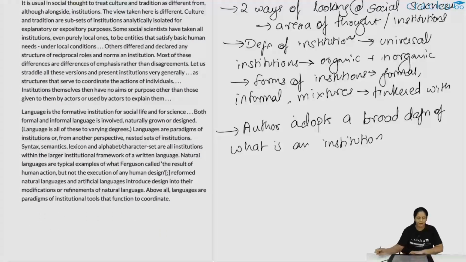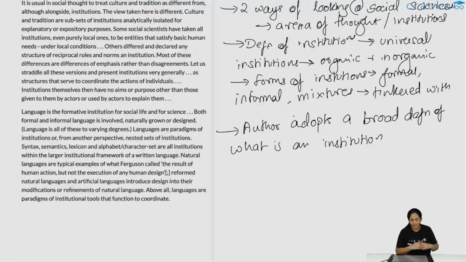So let us take a look at the last paragraph. Language is the formative institution for social life and for science. Both formal and informal language is involved, naturally grown or designed. Language is all of these to varying degrees. Languages are paradigms of institutions or, from another perspective, nested sets of institutions. Syntax, semantics, lexicon and alphabet character sets are all institutions within the larger institutional framework of a written language. Natural languages are typical examples of what Ferguson called the result of human action but not the execution of any human design. Reformed natural languages and artificial languages introduce design into their modification or refinements of natural language. Above all, languages are paradigms of institutional tools that function to coordinate.